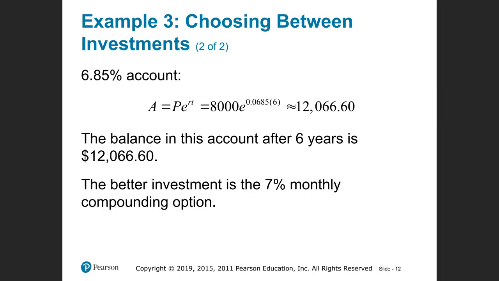So when we do this, we're taking E to the 0.0685, that's the rate, times 6. Our number or coefficient in front of the E is 8,000. So working this out on our calculator, we're going to get $12,066.60. So the better investment for this particular example, looking back at the number we got for the previous one, would be the 7% monthly.